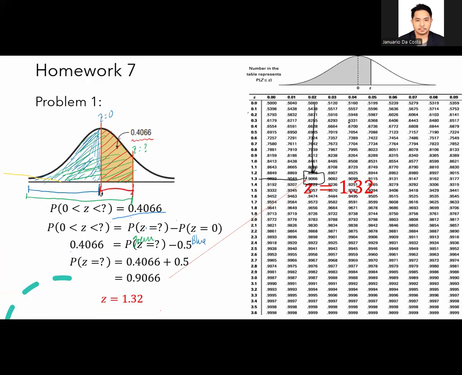What is 6985? 6985. What is it? Okay, here it is. 6985 is here. 0.6985. Can you guys see that?